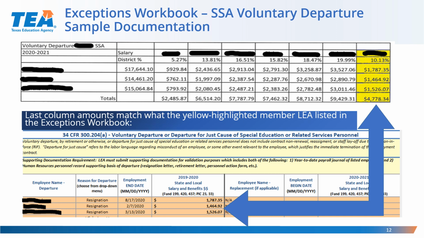Therefore, this yellow highlighted LEA will list in their exceptions workbook departed employee number 1 with the amount of $1,787.35, departed employee number 2 with the amount of $1,464.92, and departed employee number 3 with the amount of $1,526.07. As you can see, the yellow highlighted amounts match the amounts the member LEA listed in the exceptions workbook.